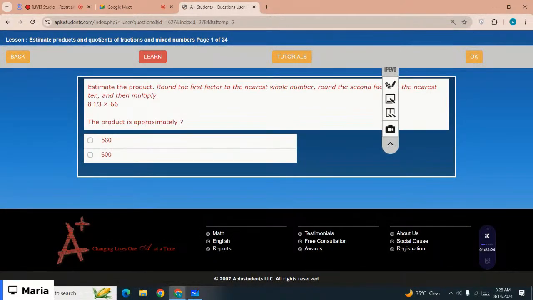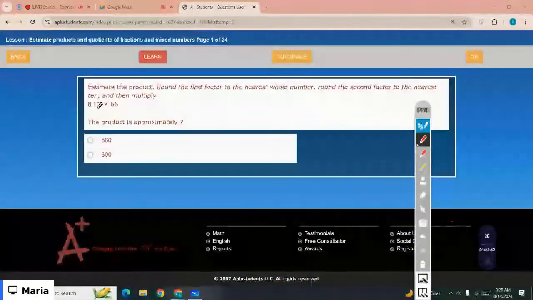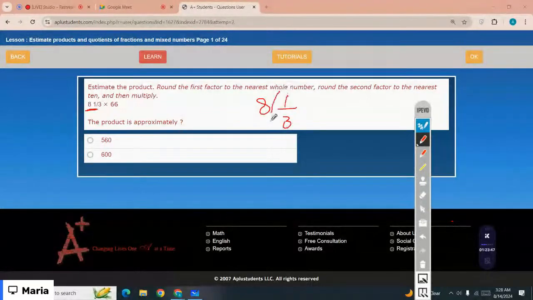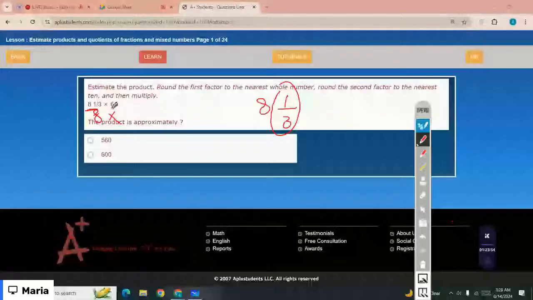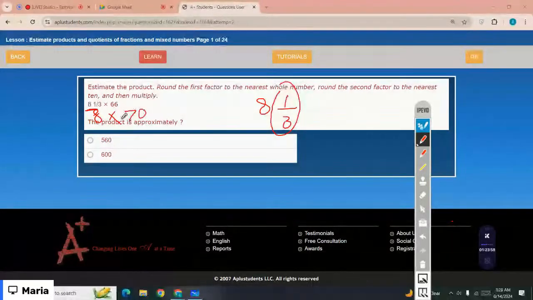The next one is the product. Round the first factor to the nearest whole number, round the second factor to the nearest 10 and then multiply. So read the question carefully. Here we have to do two things. Round the first number to the nearest whole number and the second number to the nearest 10. 8 whole 1 by 3, right? So look at the fractional part. 1 by 3 is less than half. That means you need to round down. 66 is rounded to 70, right? You have to round it to the nearest 10. So which is the correct option?